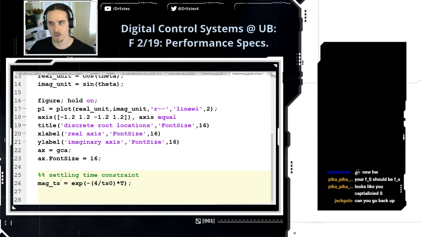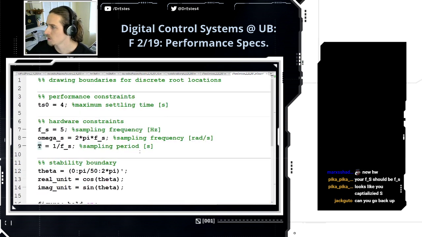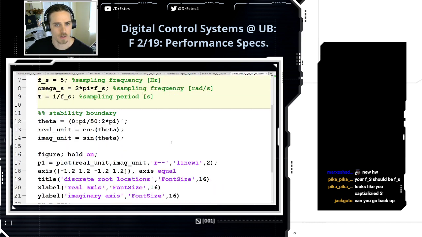Can I go back up? Keep up, Jack! Okay, what do you need? We're just putting in some of these variables. Okay, here we go.